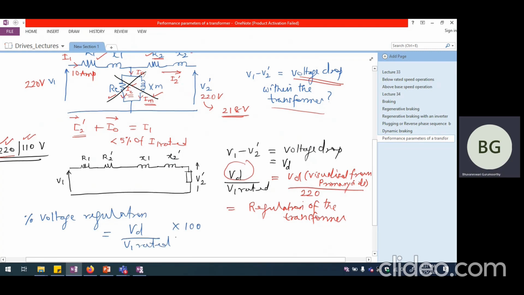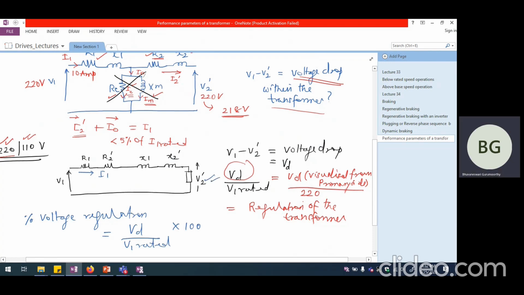So the lower the voltage regulation, the more constant the voltage is going to remain as far as the output side is concerned for the transformer, irrespective of the variation in the load current. The load current could be very high, that is rated current, or it could be very, very small. Whatever be the current drawn by the transformer, I want the output voltage to remain as a constant.